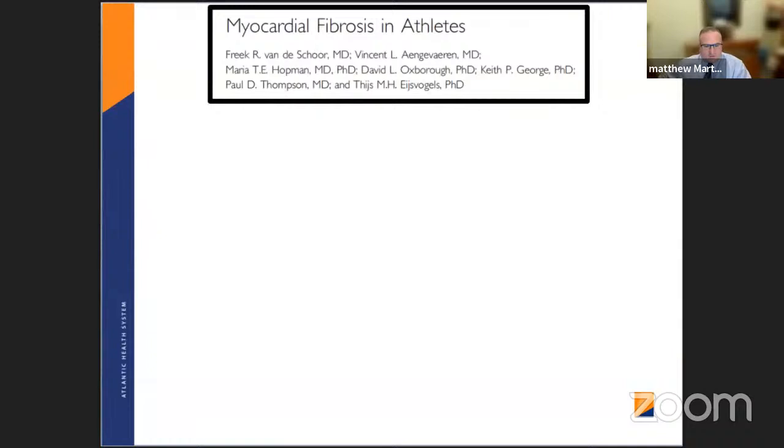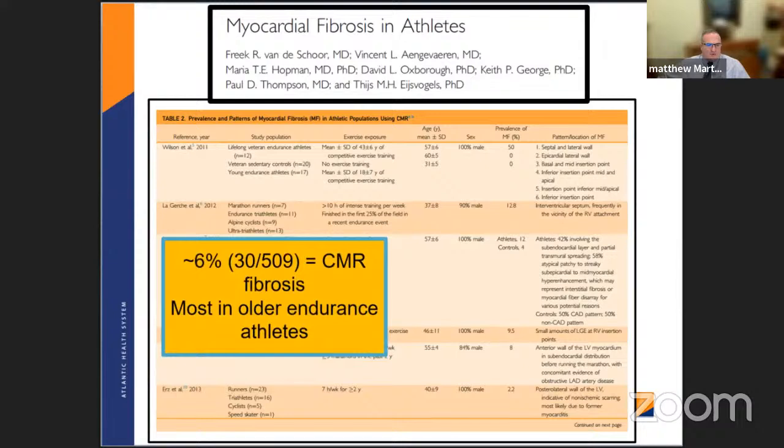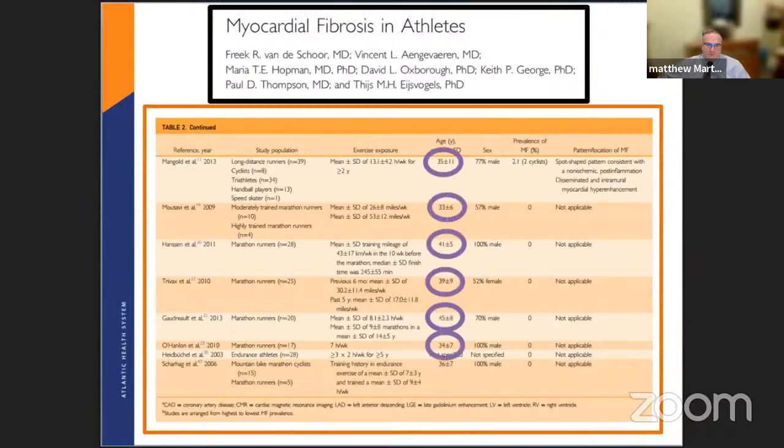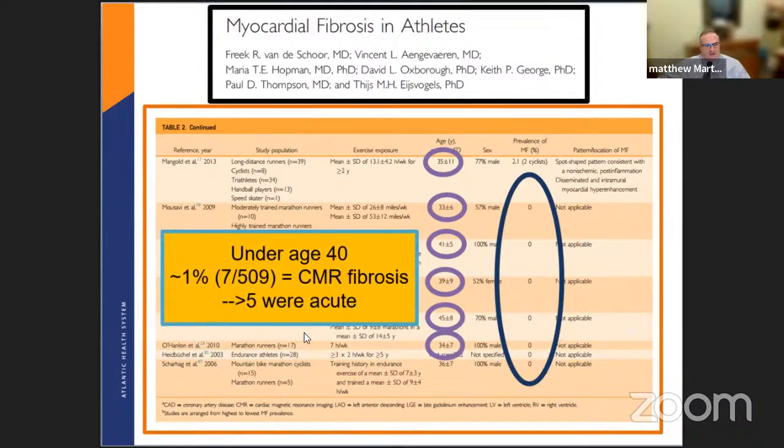Further study from Thijs Ijsvogels overseas looked at this large meta-analysis, and he put all of these studies together for us. About 6% of the time, you're going to find cardiac MRI fibrosis, and it was mostly in older athletes. And in this group, many of them were acute, meaning they came right off the race and then went into the MRI scanner to look for those scar findings. But if you look at the younger group, 40 and below, you can see that absence of scar was actually more the norm. Less than 1% had cardiac MRI findings. And as I mentioned, 5 of those 7 were those that came right off the race and onto that. So the absence of scar is really powerful in helping to determine if this is a pathologic finding or not.